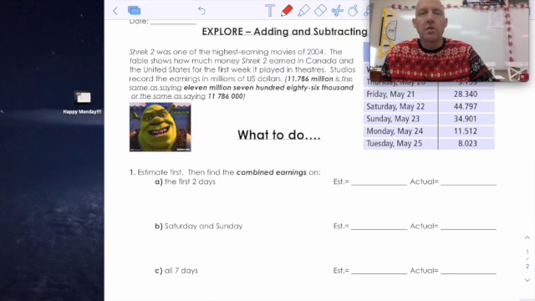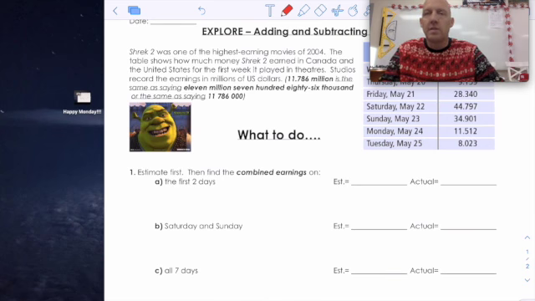Okay, so I'm going to do the first question for you, just so you understand what we're talking about estimating. Now, estimating is an important skill for you to develop, and we're going to work a lot with that as we go through this decimal section.